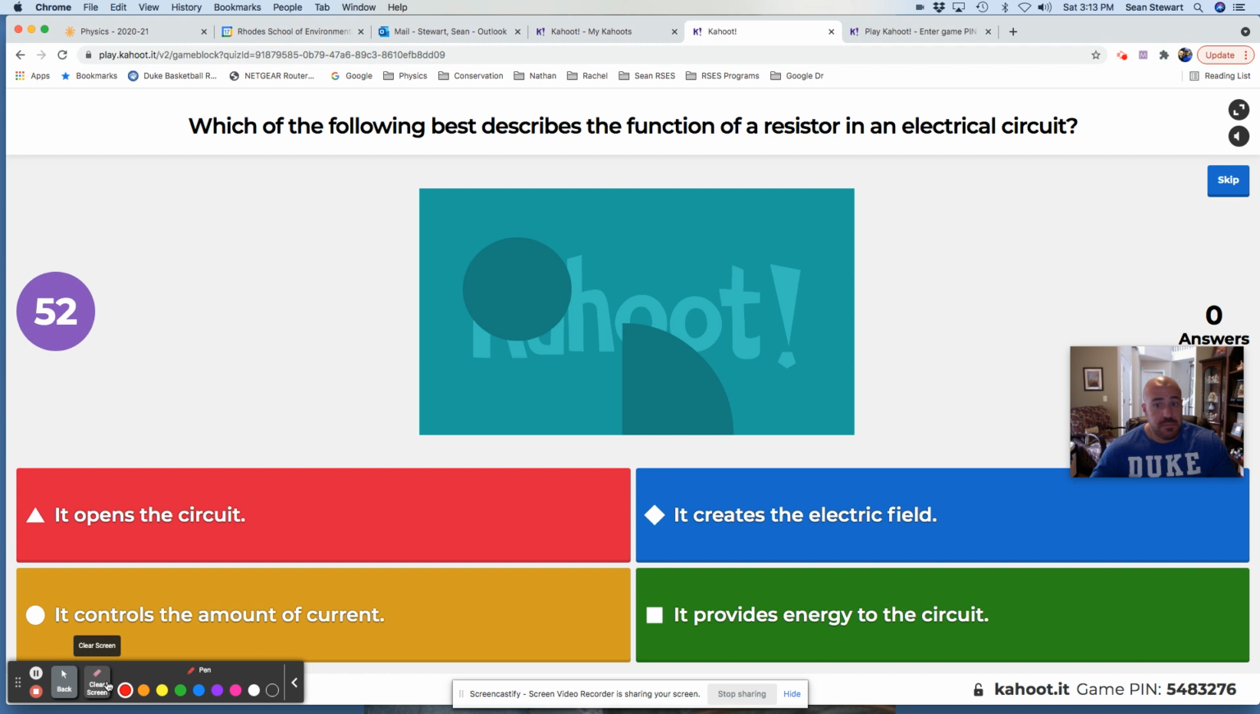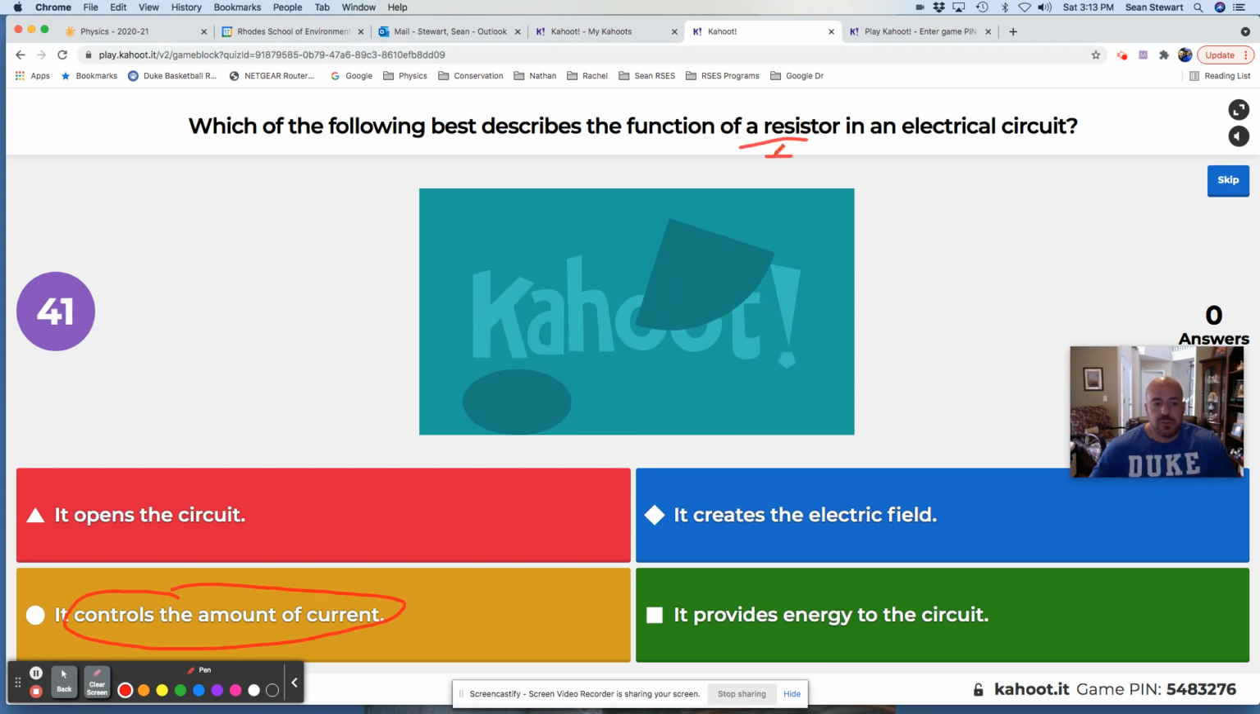This is the most commonly missed question of this Kahoot every year. Remember, resistors are light bulbs, so they use current. And another way of saying use is they control the amount of current. So resistors control the amount of current. You might want to add that to your notes somewhere if it's hard for you to remember that one, because you're probably going to see it on the quiz.